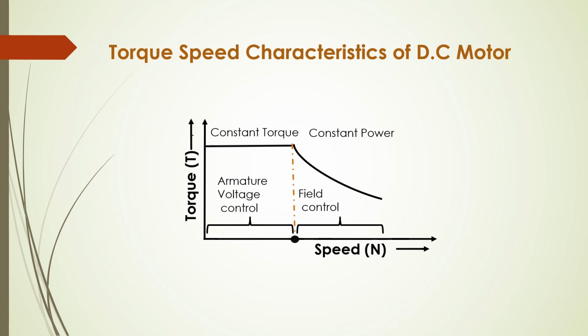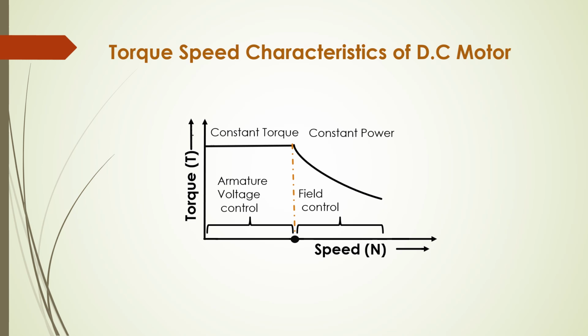This is the torque speed characteristics of a DC motor. X-axis is speed and y-axis is torque. And there is one more term available in this characteristics, which is constant torque and constant power. The understanding should be made that when we consider the armature voltage control method, there will be a constant torque whereas variable power. If in case we go on with the field control method, there will be a constant power with variable torque.